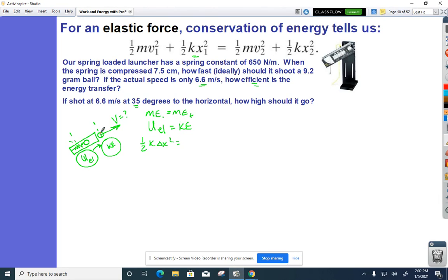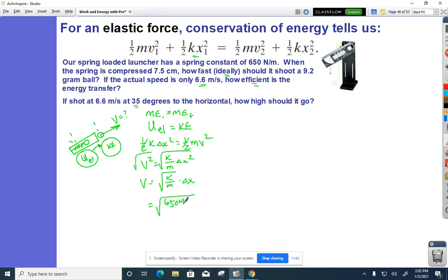And when I'm done, it's going to come into energy of that ball, which we're going to say is 1/2 mv squared. My goal here is just to solve for the ideal velocity, how fast it should be coming out. So let's just solve that algebraically. v squared equals k over m times Δx squared. Take the square root, and we get that v is equal to the square root of k over m times Δx.